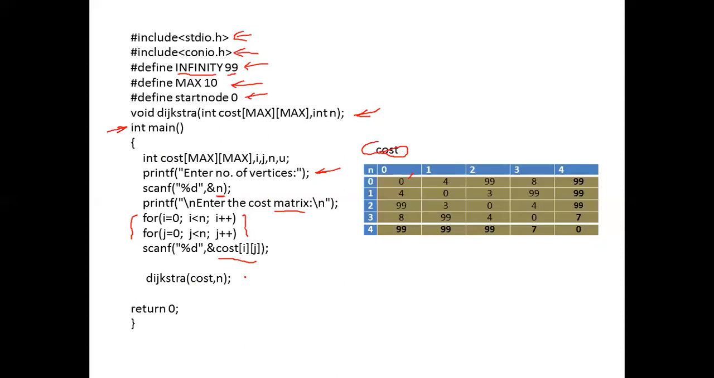After that, once we have this, what is the next step? The Dijkstra algorithm should work, because wherever 99 is there, it is not a shortest path. It has to be replaced with some finite values. So that's why here I'm calling a function called Dijkstra. Once we call this function, the control of the program will go to the function definition of Dijkstra. So now I'll proceed with the function definition of Dijkstra.